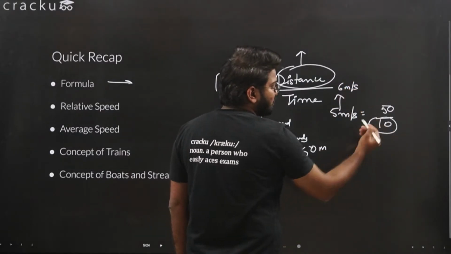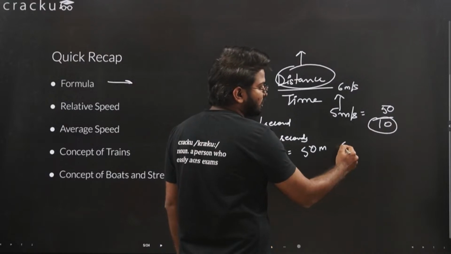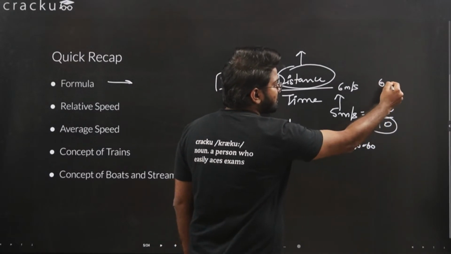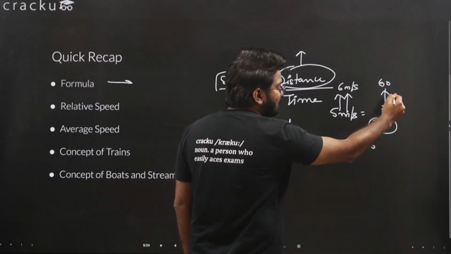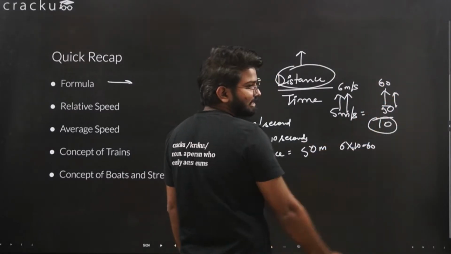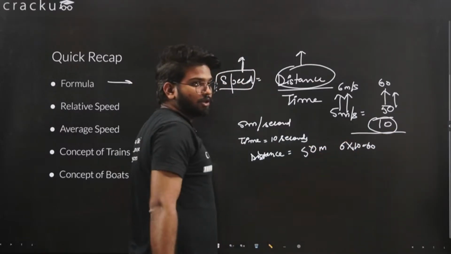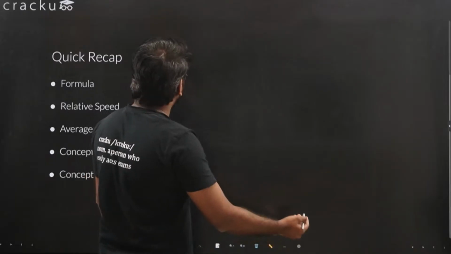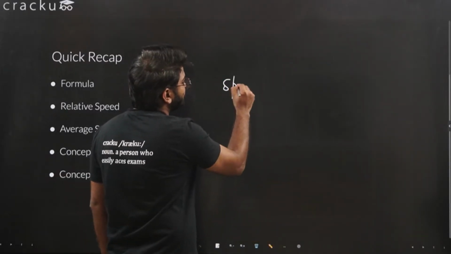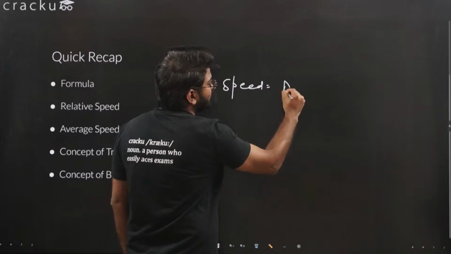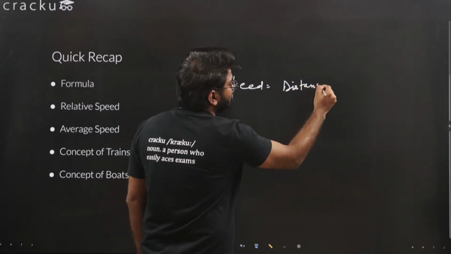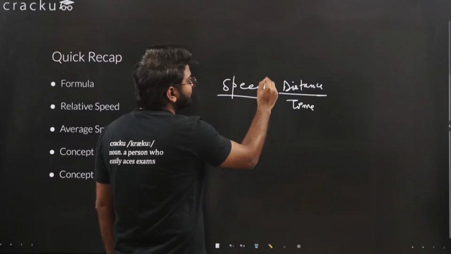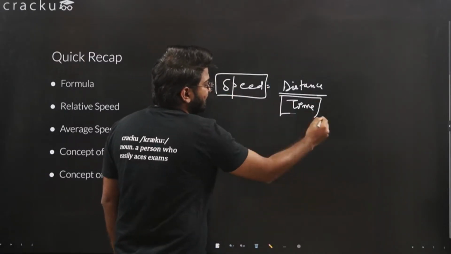your time is the same. So what will be your distance? Your distance will be 6 into 10, 60. This will become 60. You increase the speed, your distance will increase if your time is fixed. Similarly, you have another relation of speed and time. You have an inverse relation with speed and time.